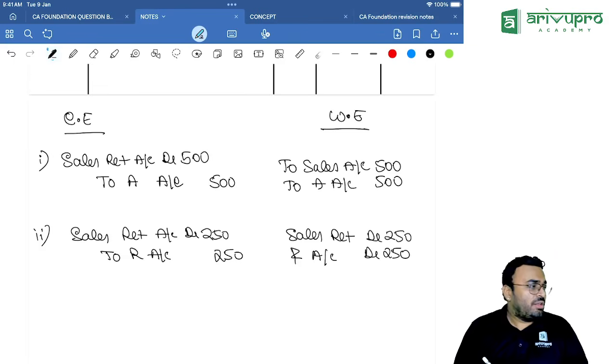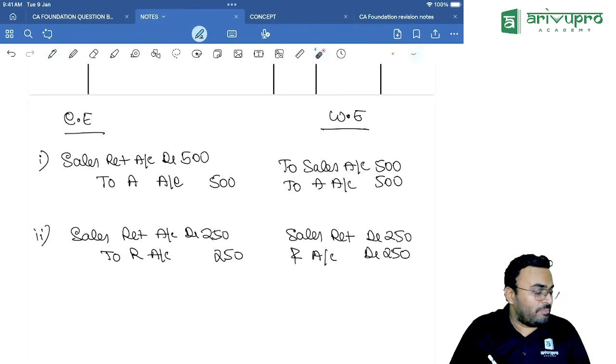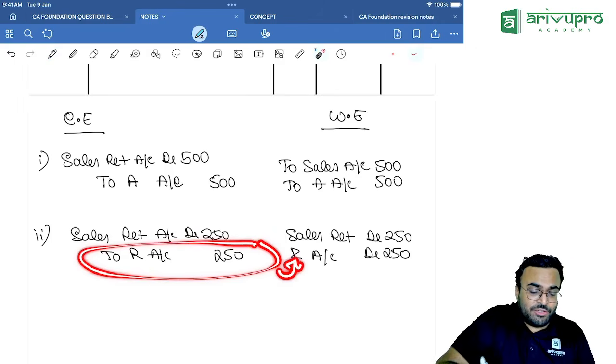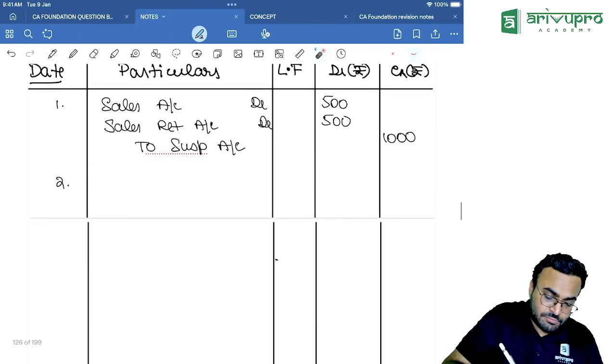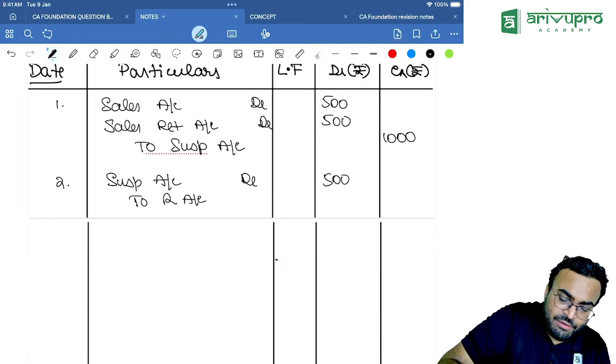Is that right? So now the rectification entry will be sales return. There is no problem. R has to be credited. Instead of that, it is debited. So R has to be credited double. So you're going to write suspense account debited 500 to R's account 500.